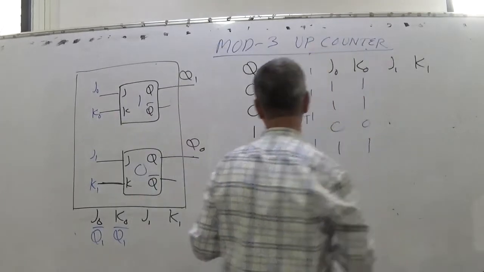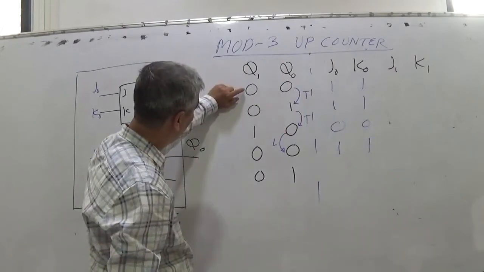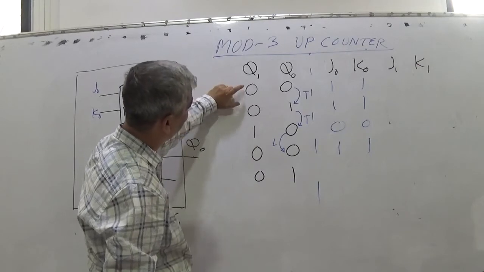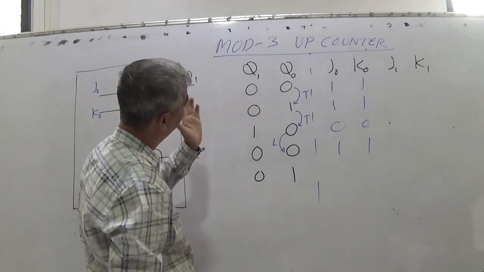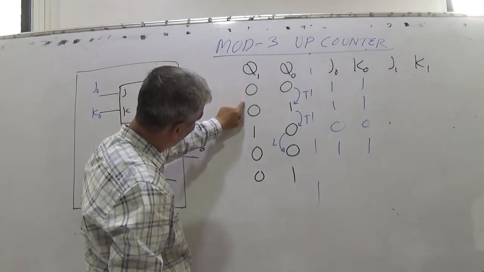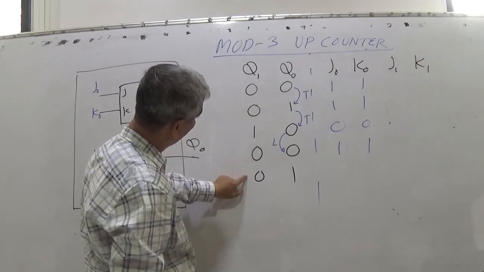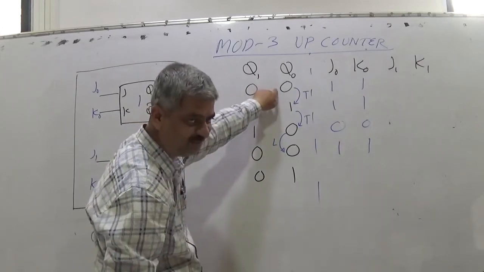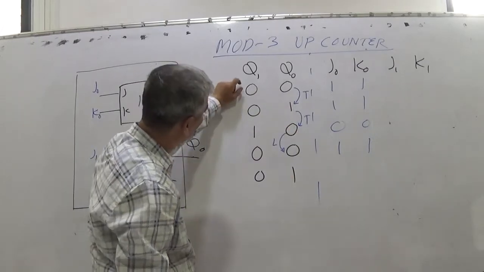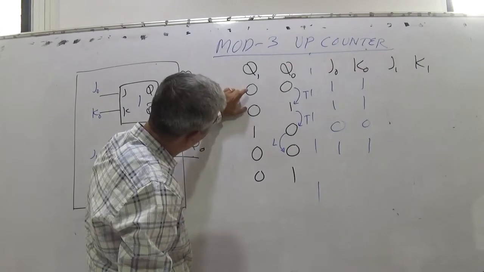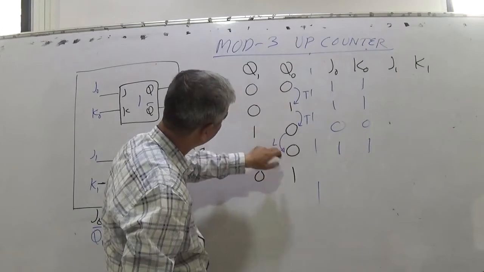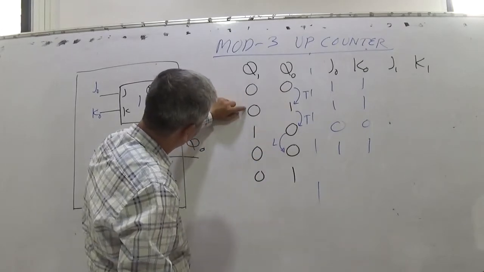Now how is Q1 changing? So again you look at it. For travel of Q1 you keep a close watch at Q0. For travel of Q0 you keep a close watch at Q1. So Q1 continues, Q1 toggles. Here it was toggling twice, continuing once. Here it is continuing.